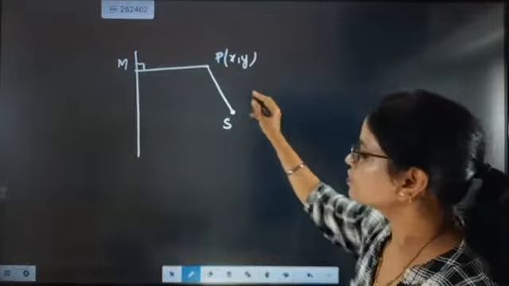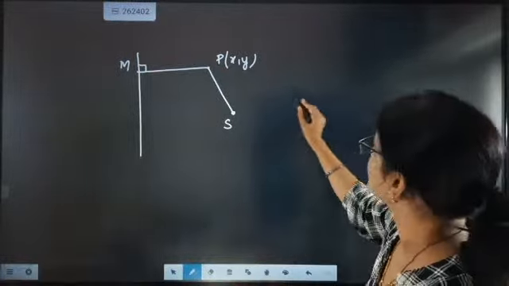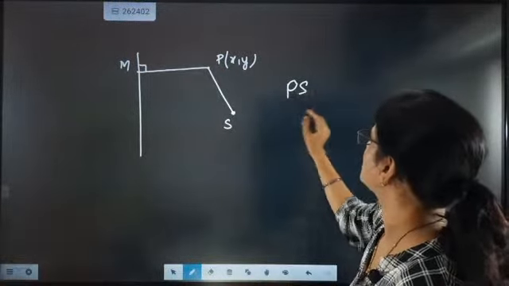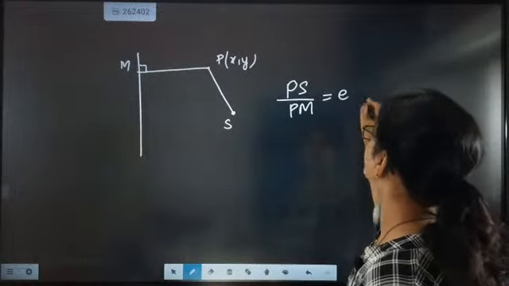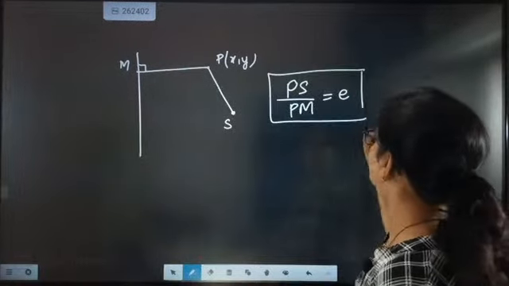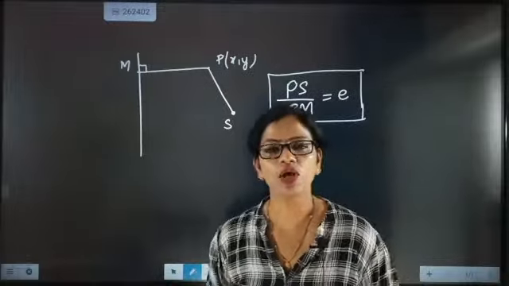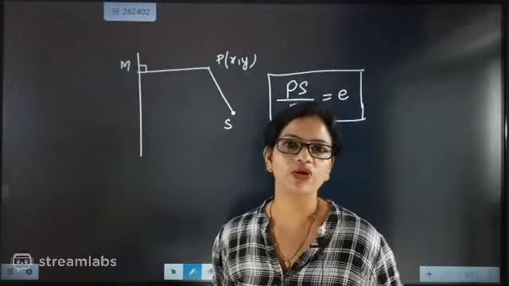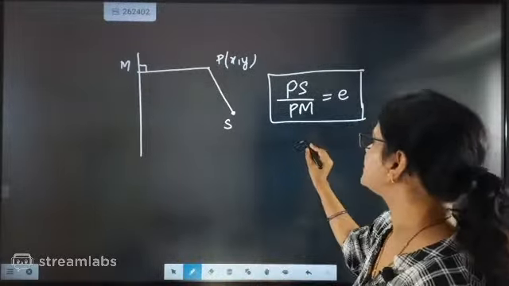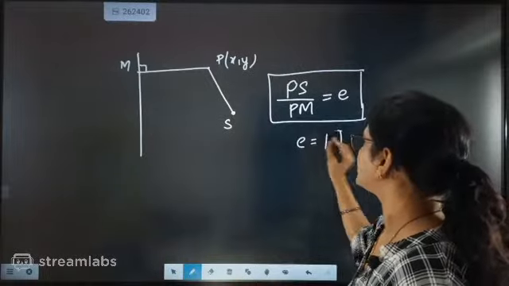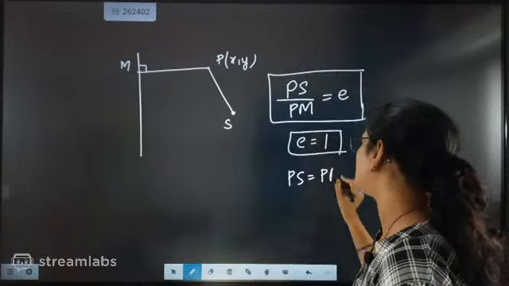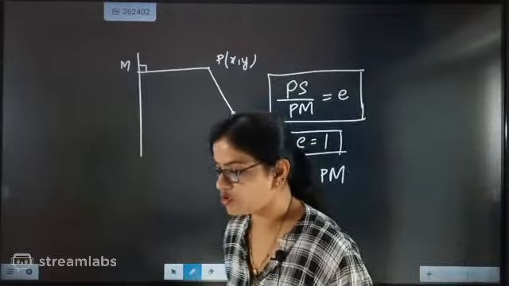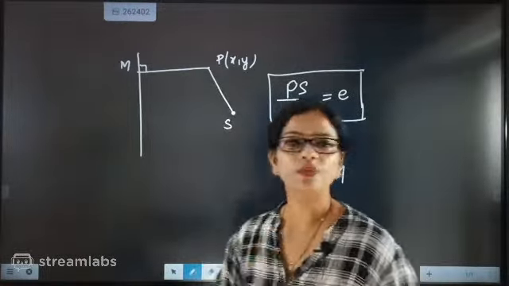Now look here, we know that PS by PM will be equal to e. For the parabola, which I am now going to discuss specifically, the eccentricity is equal to 1. The ratio is 1, so PS will be equal to PM for the case of a parabola.